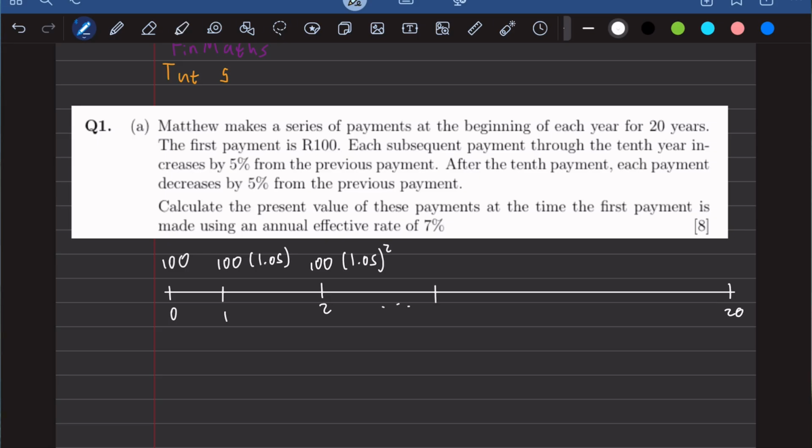And it's for the first 10 payments. But since the first payment is at time 0, the 10th payment will be at time 9, and it'll be 100 times 1.05 to the power of 9. Okay, so these are our first 10 payments.